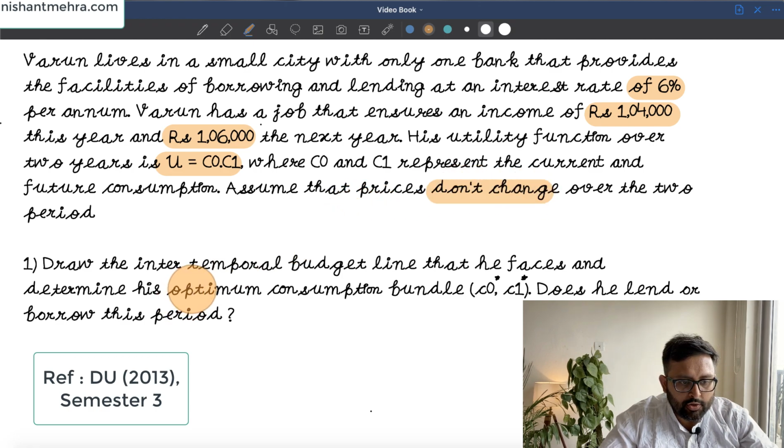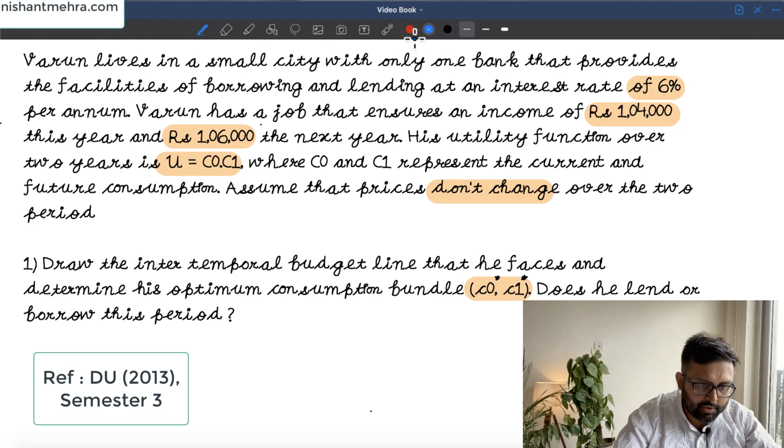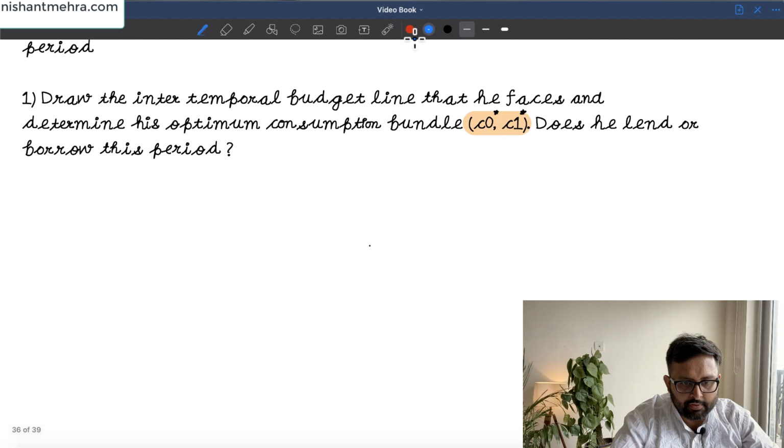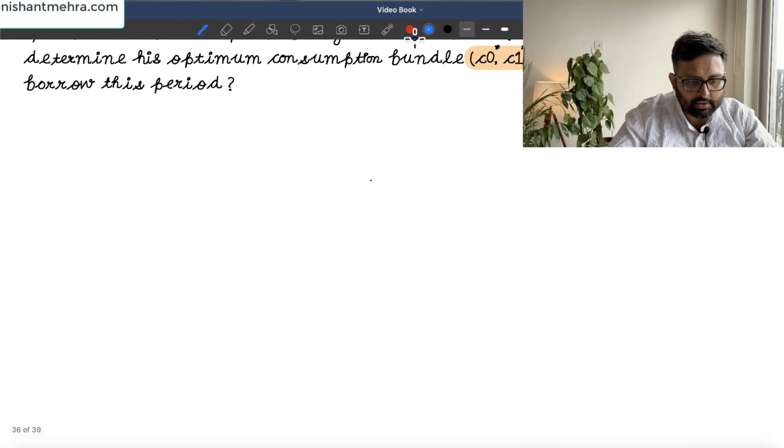So in the first part, you're being asked to find out his optimal consumption bundle, C0 star, C1 star, and does he lend or borrow this period? So let us have a look at this question, which says what?